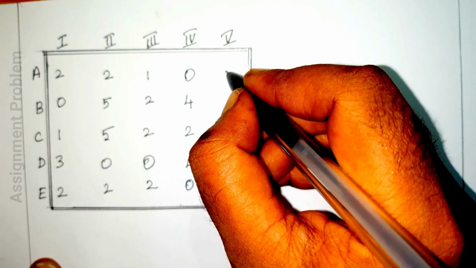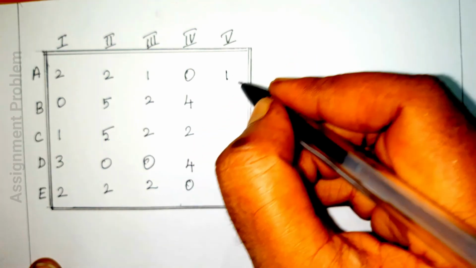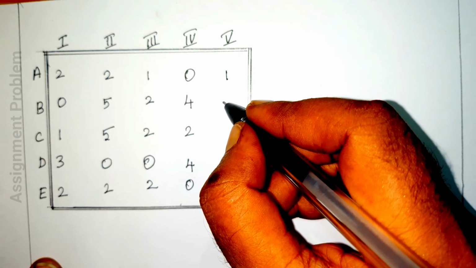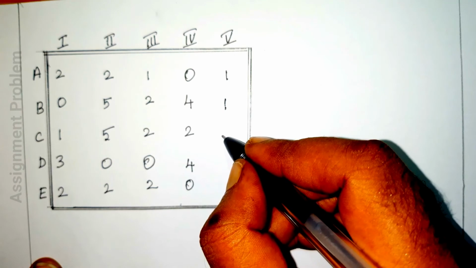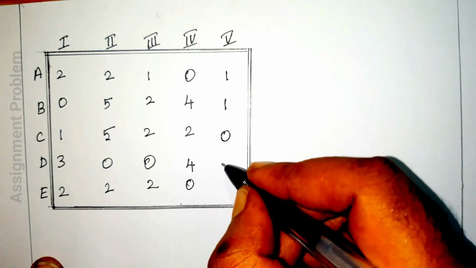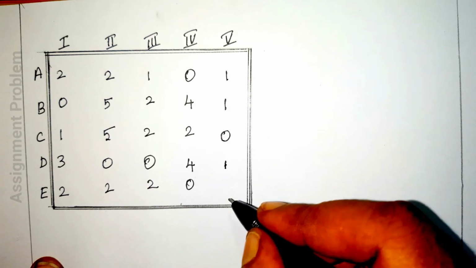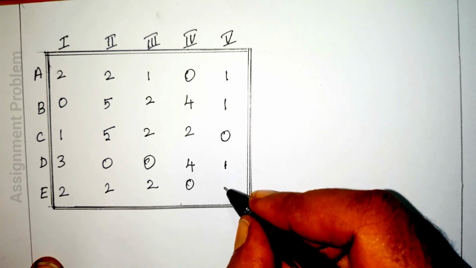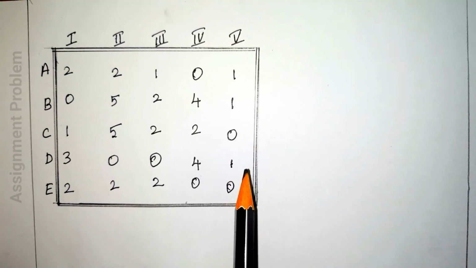The 0 is covered with the 2 lines, so you have to add the minimum element. So 0 plus 1 is 1. The 0 is also covered with 2 lines, so 0 plus 1 is 1. And the 0 is covered with a single line, so you put 0. This 0 is covered with the 2 lines, so 0 plus 1 is 1. This 0 is covered with a single line, so 0. This is the new cost matrix.